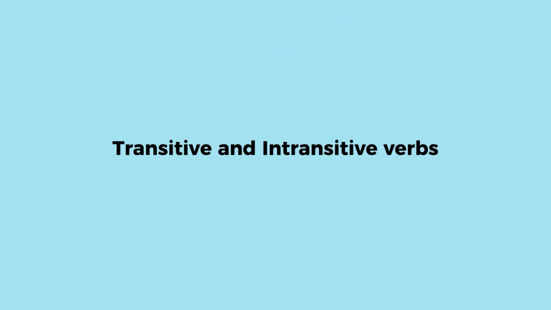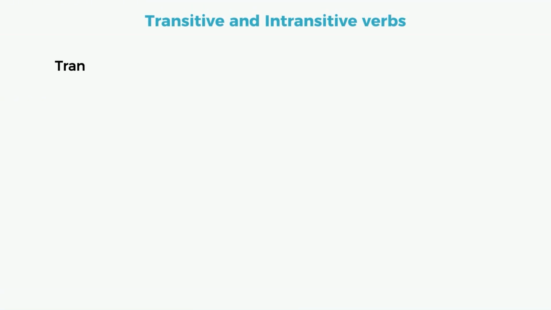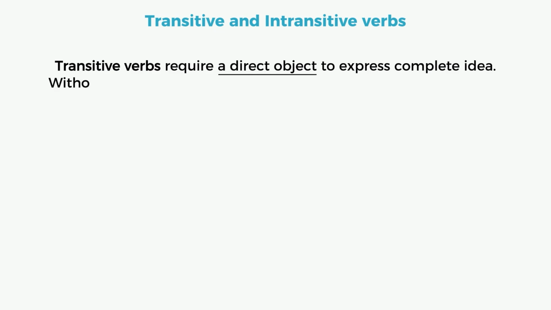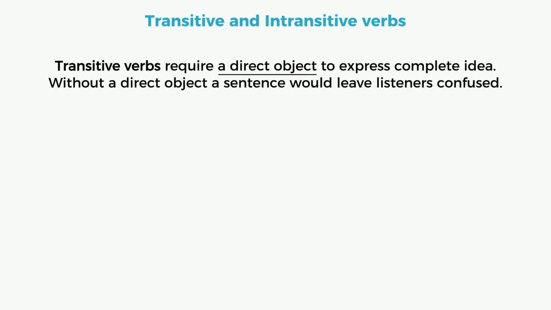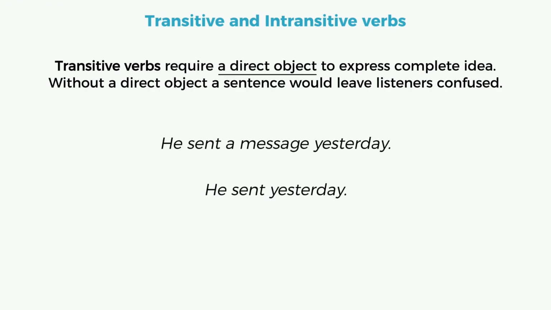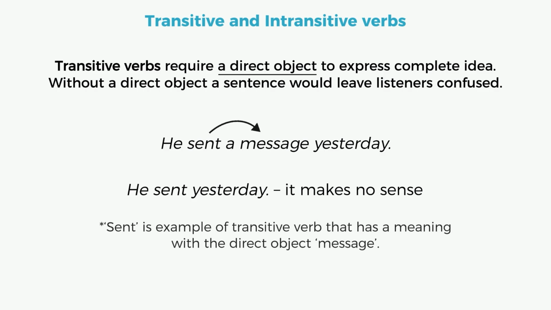Transitive and intransitive verbs. Transitive verbs require a direct object to express a complete idea. Without a direct object, a sentence would leave listeners confused. Compare, he sent a message yesterday. He sent yesterday. It makes no sense. Sent is an example of a transitive verb that has meaning with the direct object message.